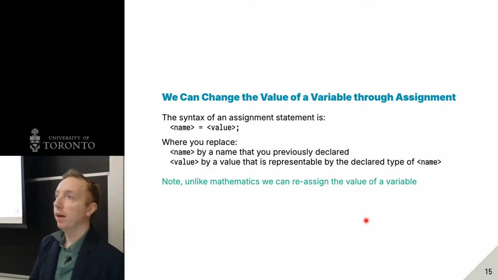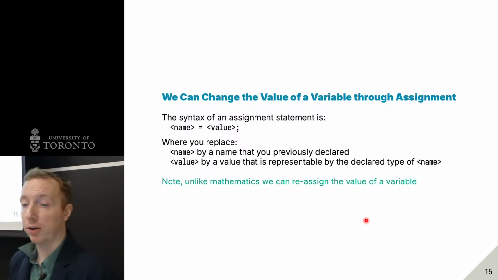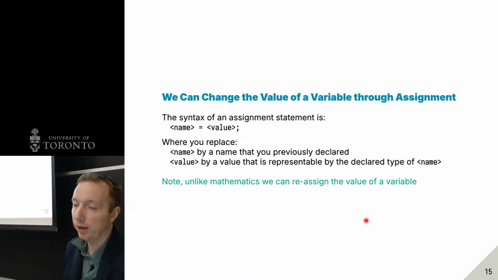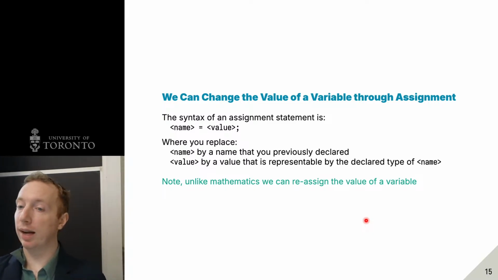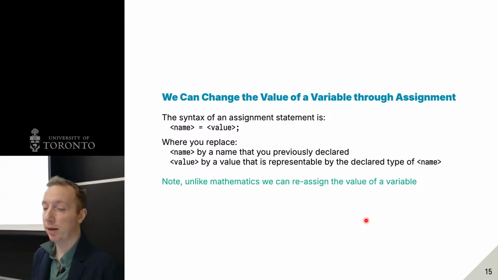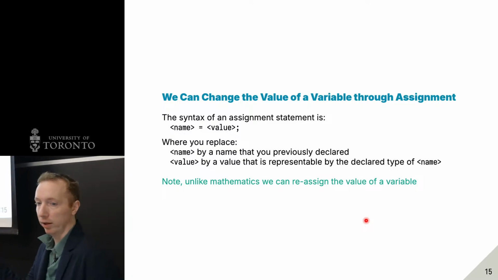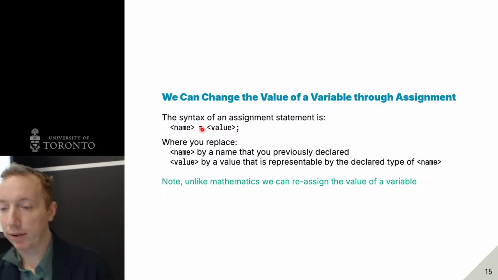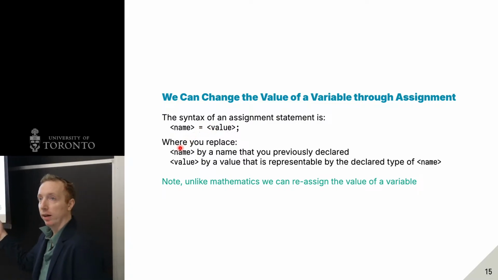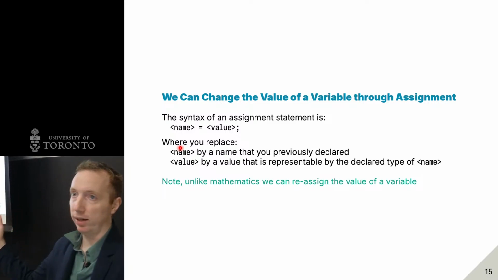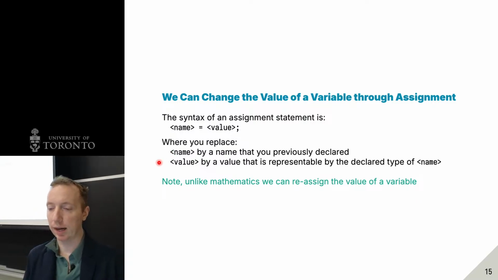So, if we want to do something interesting with our variable, like change its value to something, we can do that through something called assignment. The syntax of an assignment statement is just name equals value and then a semicolon. In this case, you just replace name with the name you previously declared. If it doesn't match a name you previously declared, you're going to get an error and C is going to yell at you. We'll see that in a bit.